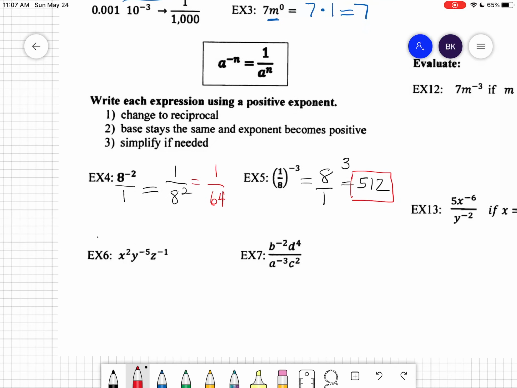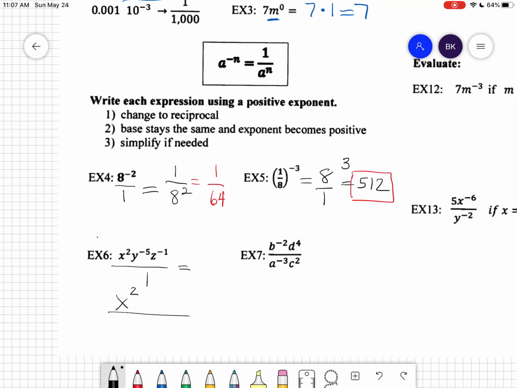Example 6 is a little bit more complex. Let's pay attention. I have to write everything over 1 to see where I would need to take reciprocals, which base I'm going to take a reciprocal of. So in my answer, I'm going to write my fraction bar. And here I start. X squared has a positive exponent, so it stays at the top, okay?